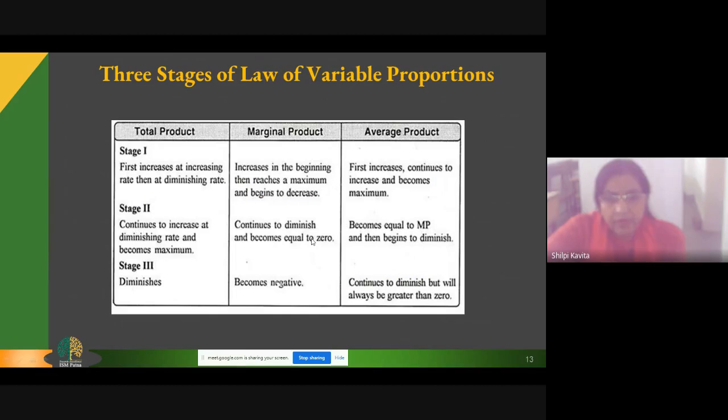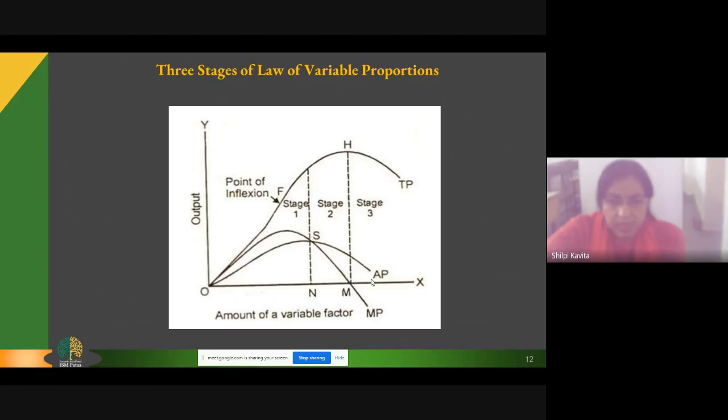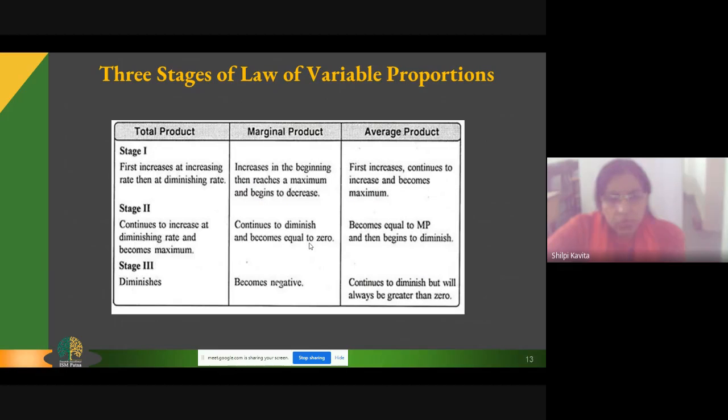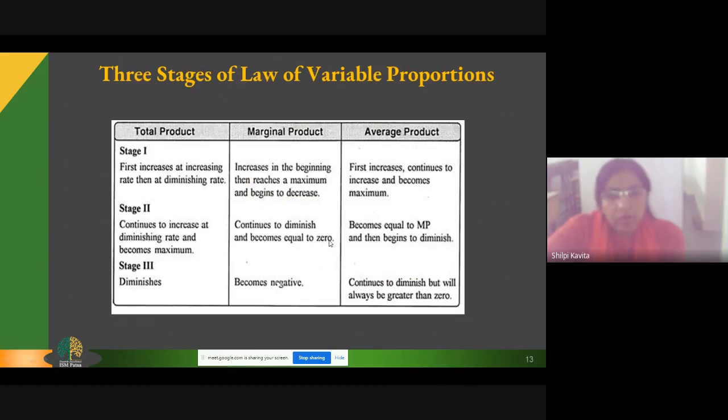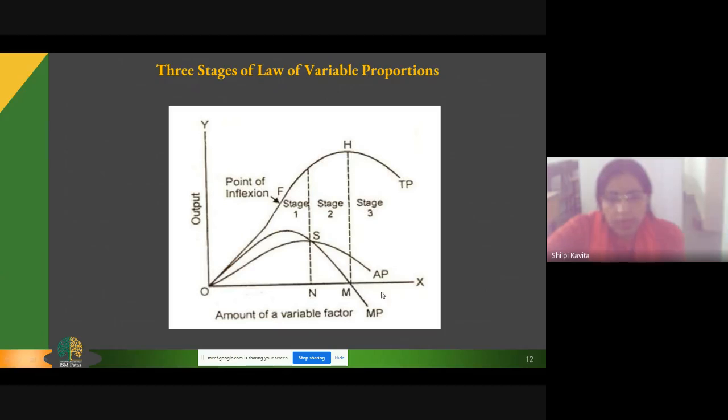Then the average product continues to increase and becomes maximum. Yes, at the end of stage 1, the average product is at its maximum. In stage 2, total product continues to increase at a diminishing rate and becomes maximum. Yes, in stage 2, the total product at point H is at its maximum. Marginal product continues to diminish and becomes equal to 0. Yes, at the end of stage 2, it becomes 0. You can see this marginal product.